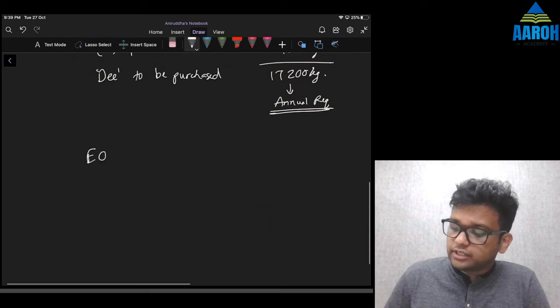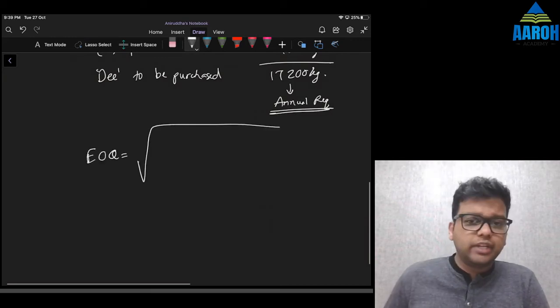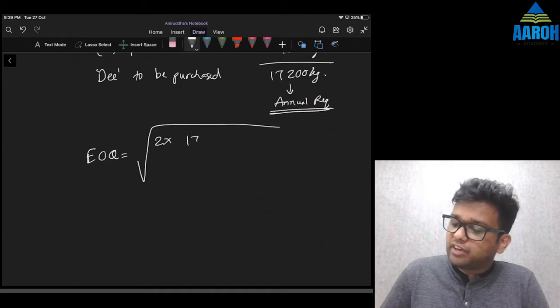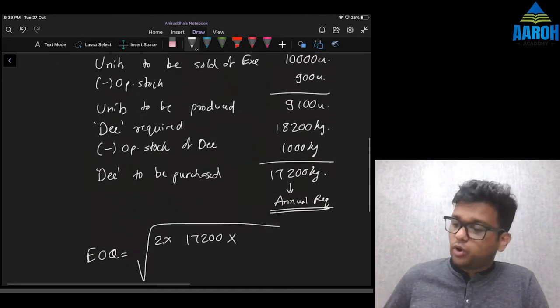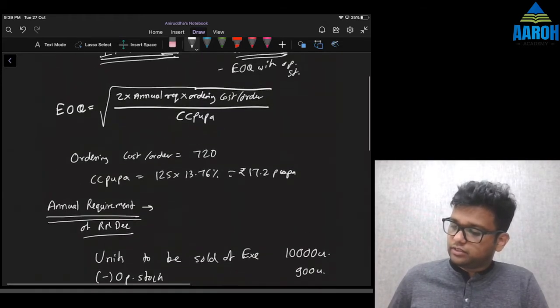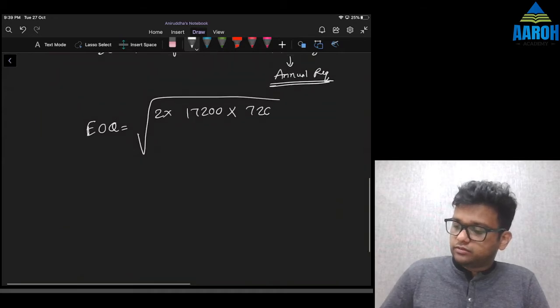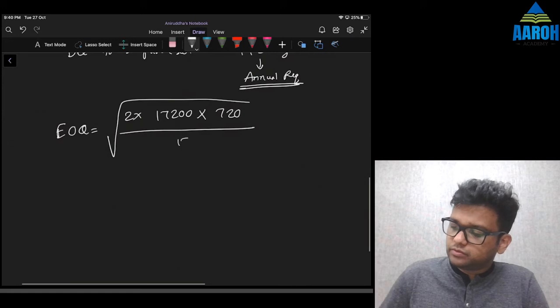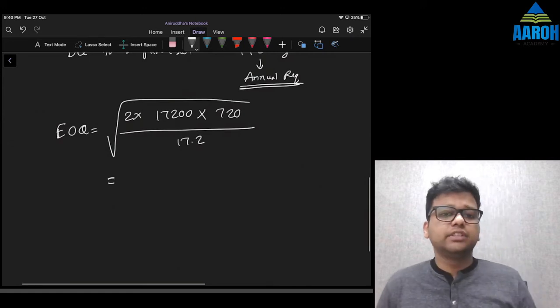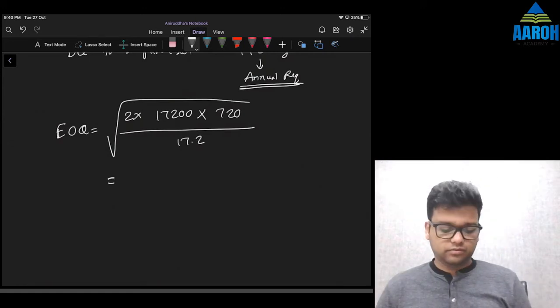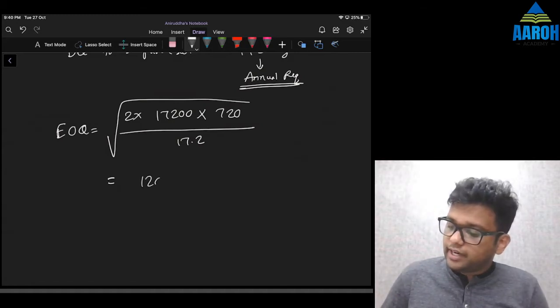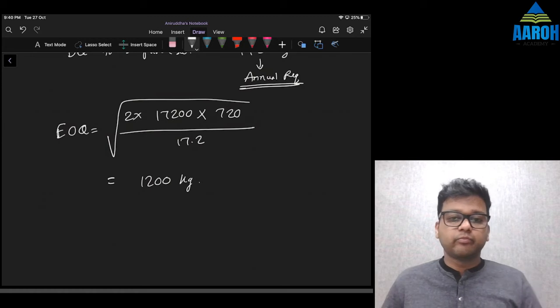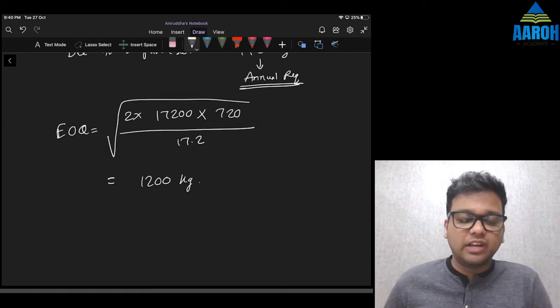See if you have understood this concept carefully. So EOQ, we have already done the formula: 2 into annual requirement, which is 17,200, into ordering cost per order, which is 720, divided by carrying cost per unit per annum, which is 17.2. That gives us how much? 1200 kgs. This is our EOQ.